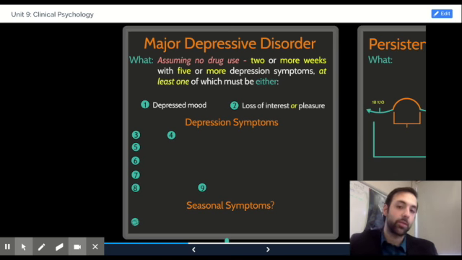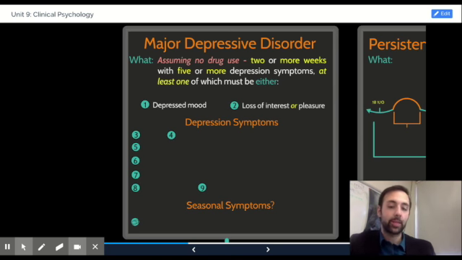Major depressive disorder, assuming there's no drug use, that disclaimer is important, necessitates at least 5 of these symptoms to be present for a period of 2 or more weeks. Assuming that at least one of those 9 total symptoms, but 5 that are necessary to diagnose, come from these first 2, either a depressed mood or a loss of interest/pleasure in activities that you typically do.